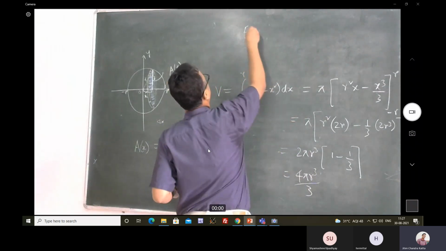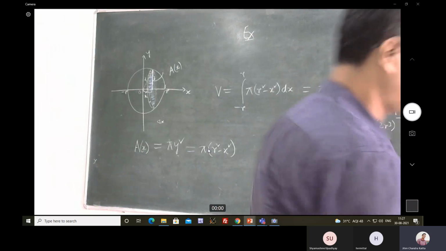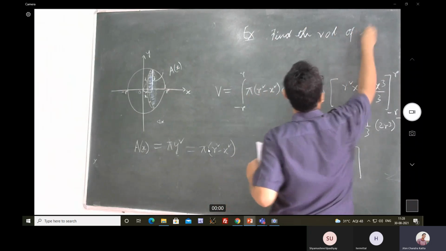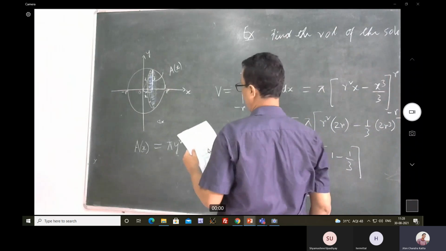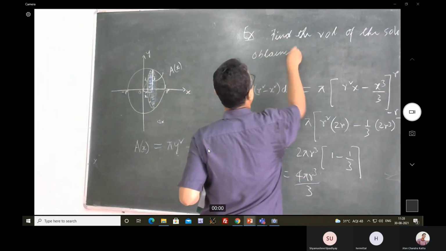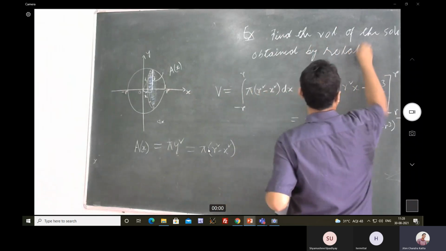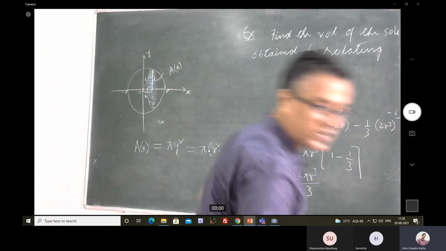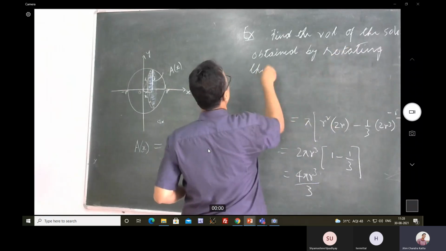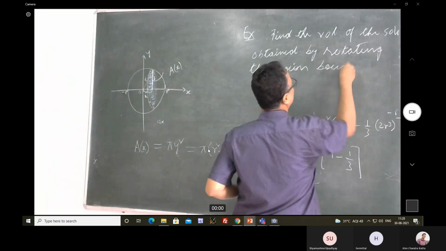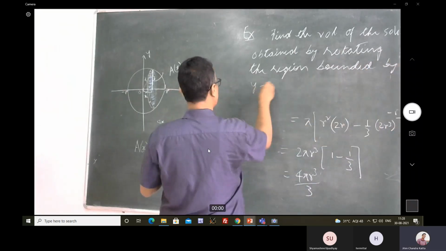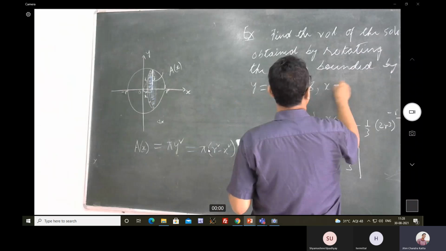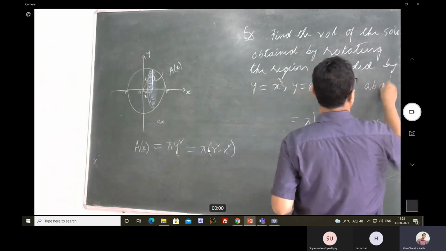So the next exercise is: find the volume of the solid obtained by rotating the region bounded by y equal to x cube, y equal to 8, x equal to 0, and it is about the y-axis.